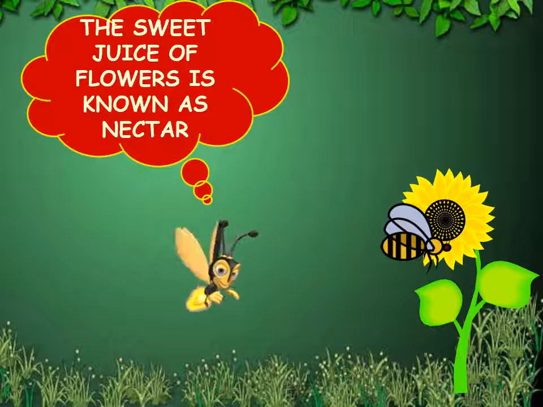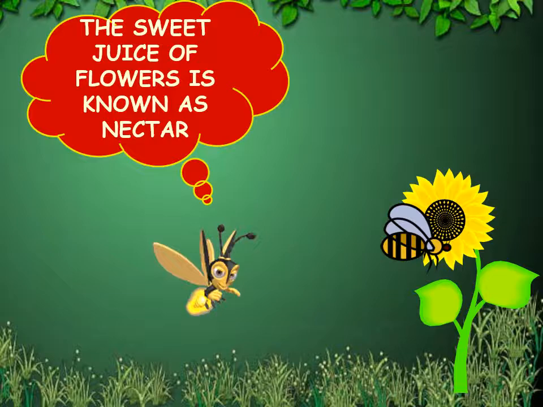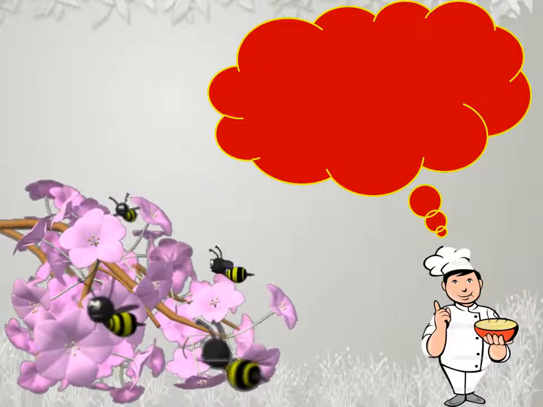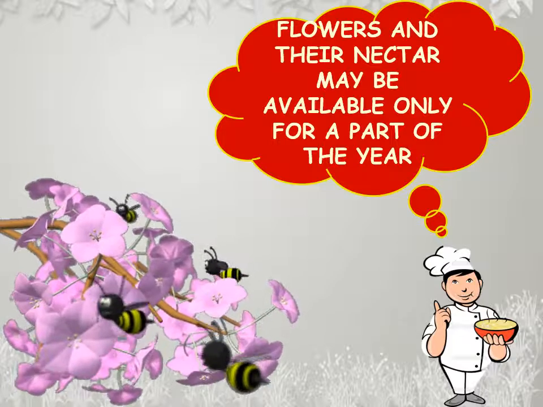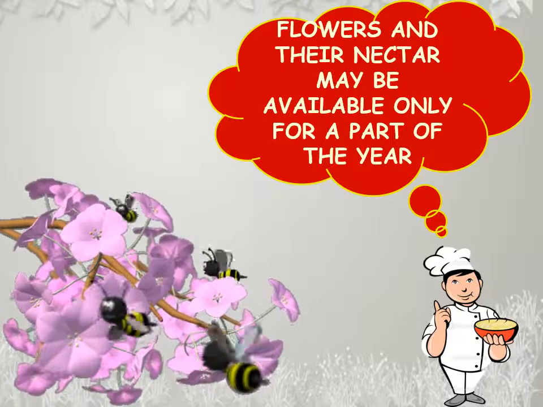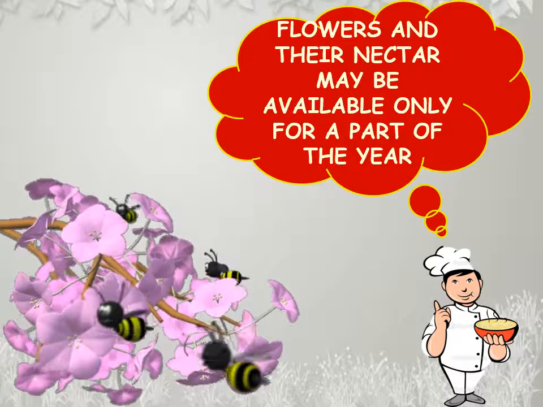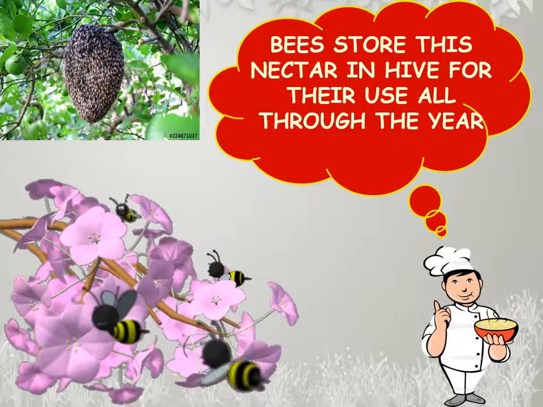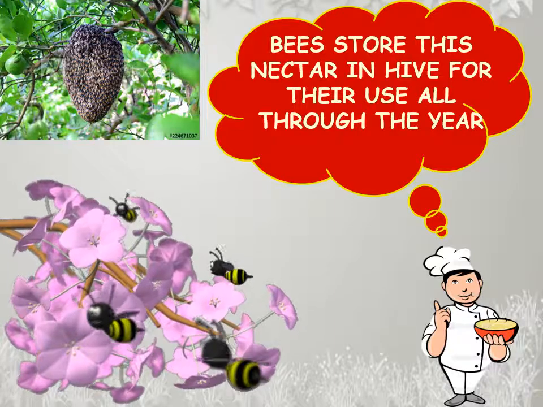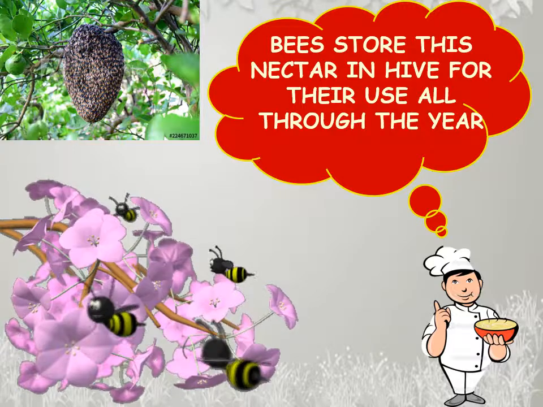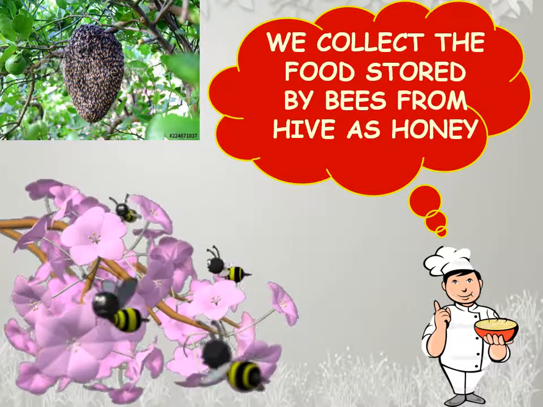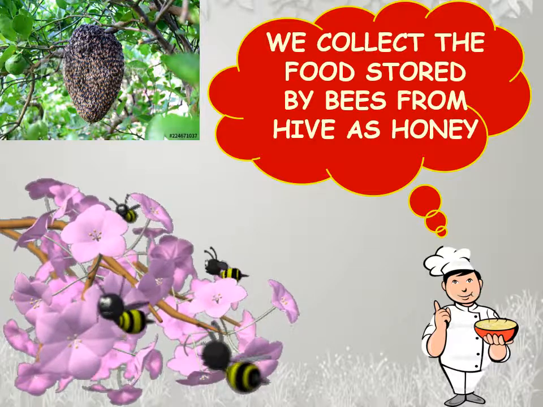The sweet juice of flowers is known as nectar. Flowers and their nectar may be available only for a part of the year. Bees store this nectar in the hive for their use all through the year. We collect the food stored by bees from the hive as honey.